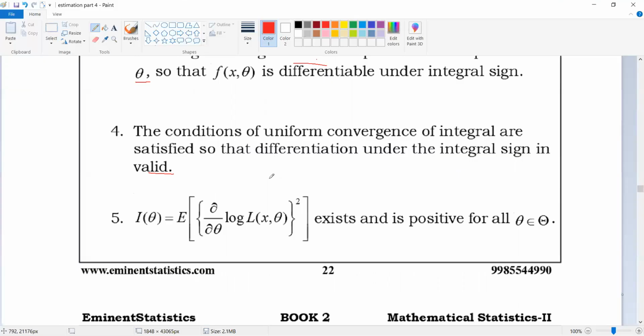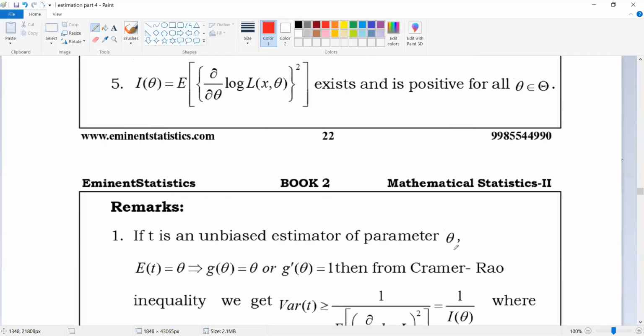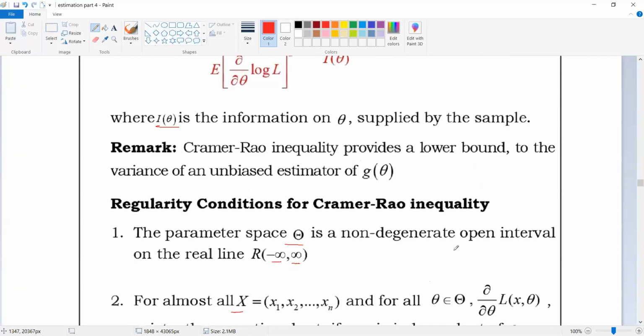One more regularity condition, but it is degree level, so no need to check these regularity conditions. We have a few problems included in the syllabus. Direct problems: there is a process to find MVBs, minimum variance bound estimators, using Cramer-Rao inequality. Here I of theta is defined as expectation of dou by dou theta log L of x comma theta, whole square. This is the I of theta formula. It exists and is positive for all theta belonging to the parametric space. These five are the regularity conditions.